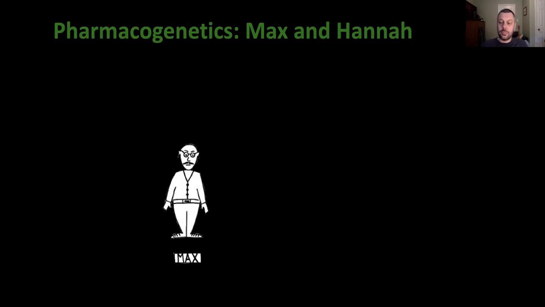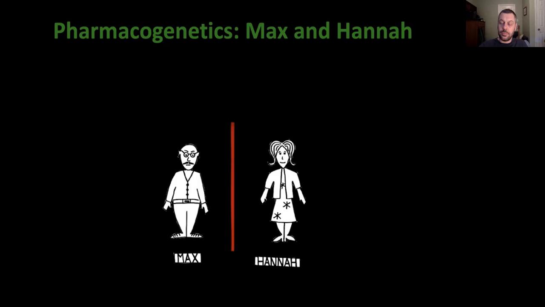This is Max. And this is Hannah. They both suffer from an autoimmune disorder. Max is a patient today, and his story is based on current medical practice. Hannah's story is our prediction of what will happen in the future when medicine has become personalized for this condition.